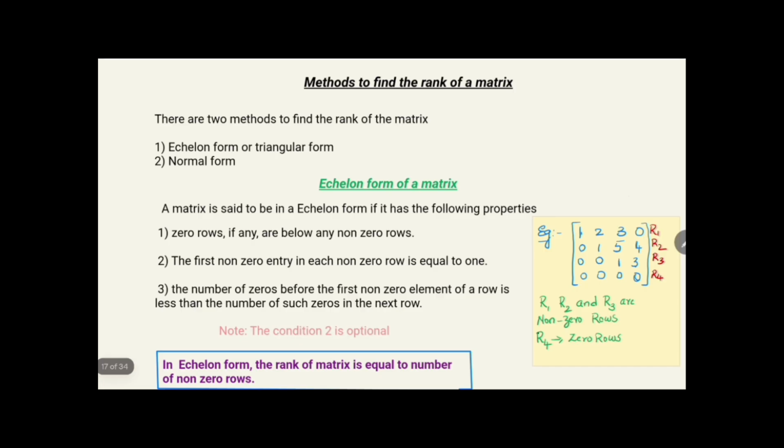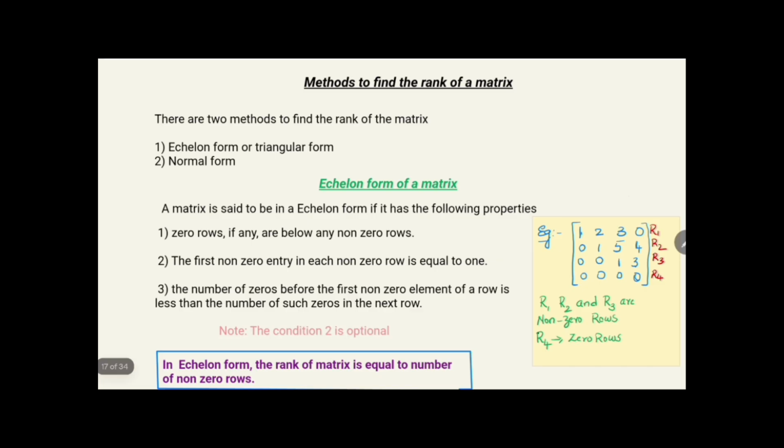Now, the third point is the number of zeros. Listen carefully to this point. The number of zeros before the first non-zero element of a row is less than the number of zeros in the next row. I will simplify this sentence, students.